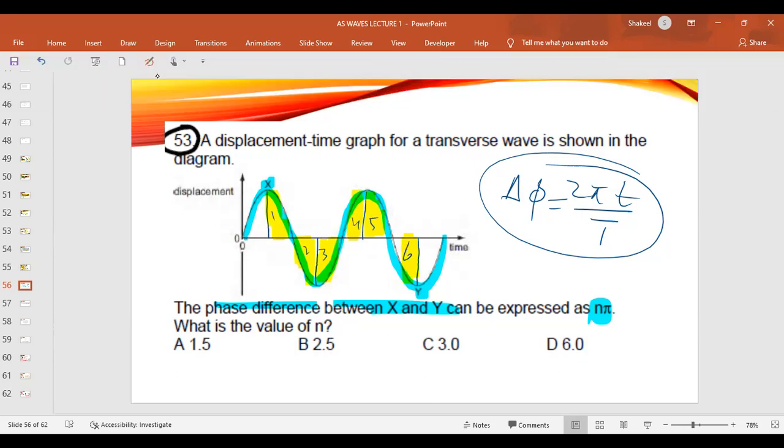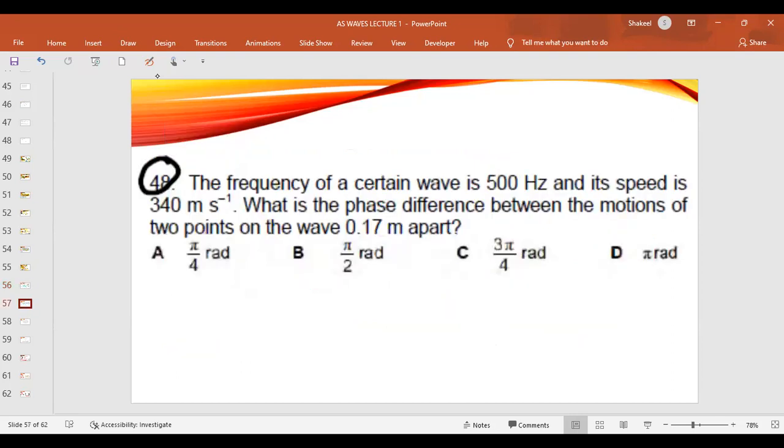So you will say it is 6 pi by 2. So it is actually 3 pi. So your answer is C. So the phase difference between X and Y is 3 pi. Let's move to the next example.